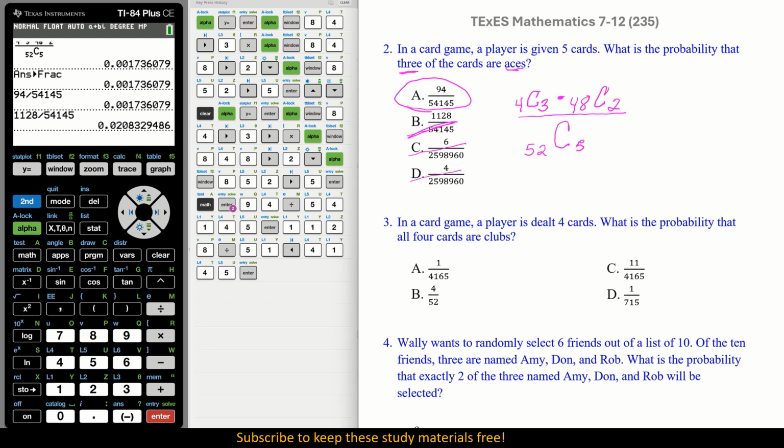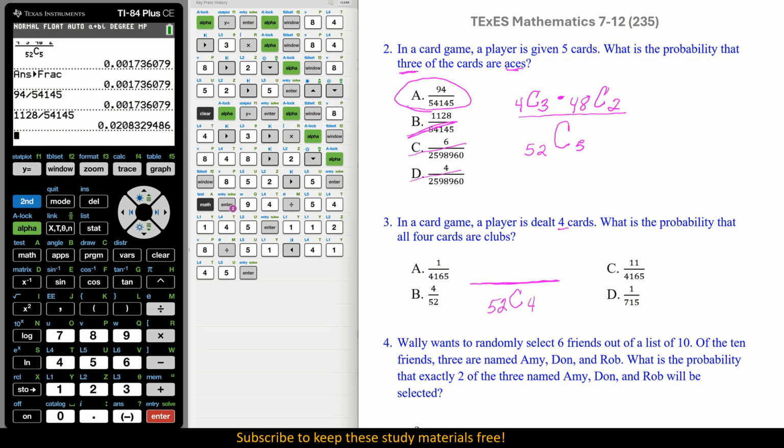Number 3. In a card game, a player is dealt 4 cards. What is the probability that all 4 cards are clubs? Okay. Well, we know that there are 52 cards in a deck, and we're pulling out from that total of outcomes, we're pulling out 4. Okay. And we are talking about a subgroup of a subgroup. Okay. So what do we have here? We have C, and we have 52, and we're dealing 4.